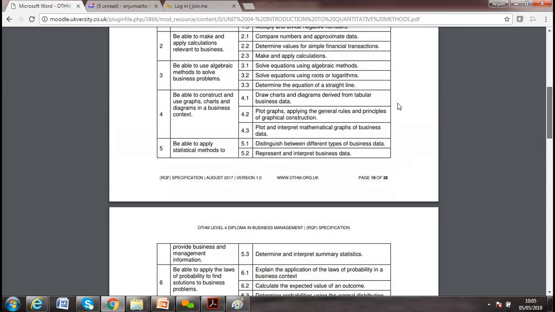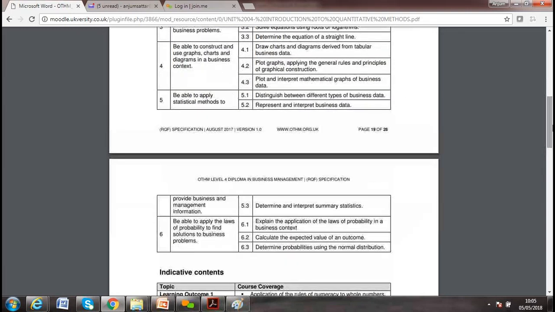And today we are doing LO5, learning outcome 5: be able to apply statistical methods which provide businesses and management with information. So businesses and management are the key focus. We need to look at different sources of data and how we can interpret and use them in the business world. We need to see what sort of information these numbers provide from a management perspective, and today we'll go through different companies' financial statements.